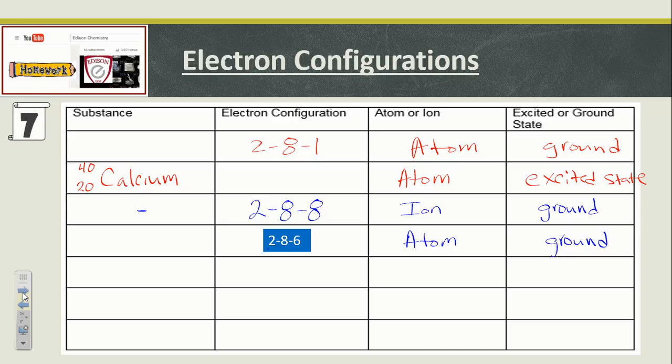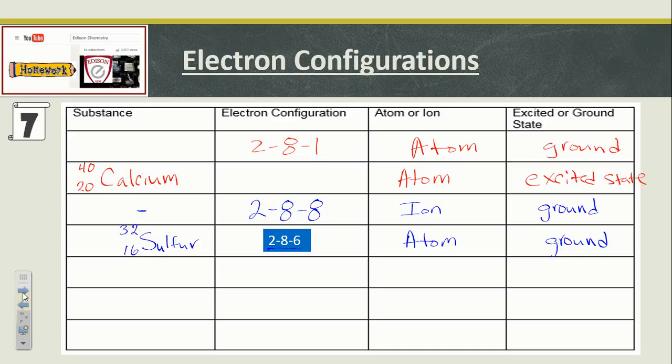So I total up the electrons. 2 plus 8 is 10, plus 6 is 16. If there's 16 electrons and it's an atom, that means there's got to be 16 protons, which means the atomic number is 16. So it's sulfur, S, with a 16 down there, and the atomic mass is 32. Sulfur.